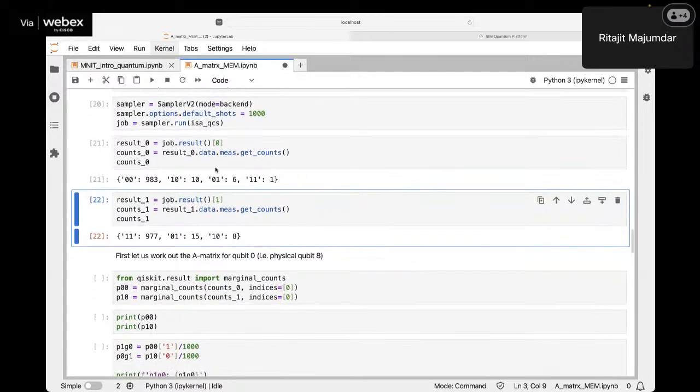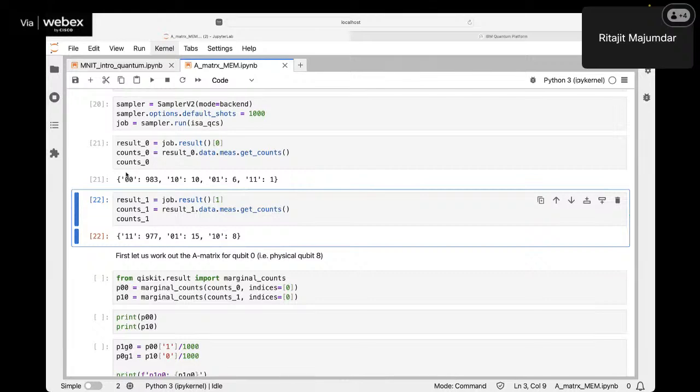So here is one point. I have a 2-qubit information here, but to prepare the A matrix, I need the information of a single qubit. How do I do that? We do that by simply what is called marginalization in classical probability theory. So what is that? Again, remember, Qiskit reads from right to left. So this is qubit 0, this is qubit 1.